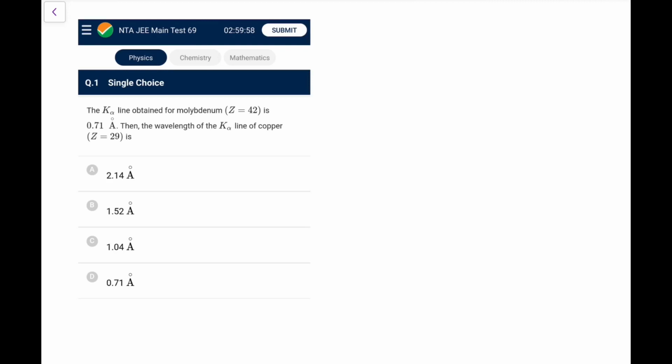The K alpha line obtained for molybdenum, that is Z equal to 42, is 0.71 angstrom. What is the wavelength of the K alpha line of copper? So you have to just compare the wavelengths. This is a straightforward question from X-rays, Moseley's law, which says that the frequency of the K alpha line is proportional to (Z minus 1) whole square. Here you have to calculate lambda, so it would be inverse.